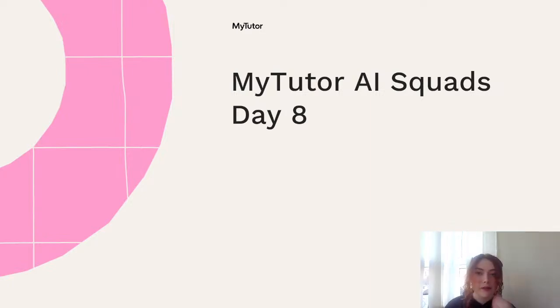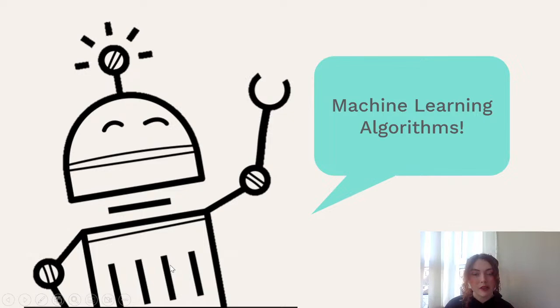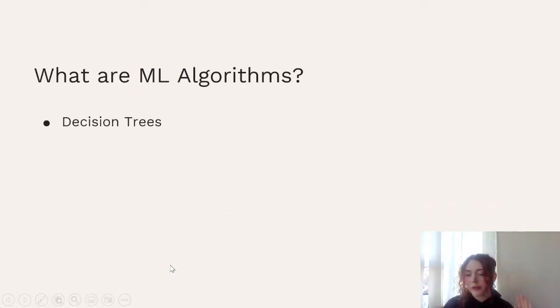So welcome back to another episode of My Tutor AI Squads. This is day 8, and today we are going to be covering another type of algorithm called naive Bayes. Just to have a quick recap of some of the machine learning algorithms that we had already looked at, we have looked at things like nearest neighbor. We did that last time. Hopefully a few of you remember the Titanic algorithm where you could predict whether or not certain people would live or not live on the Titanic.